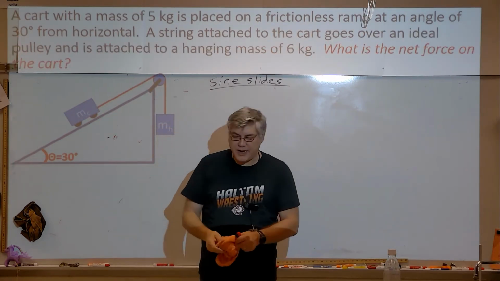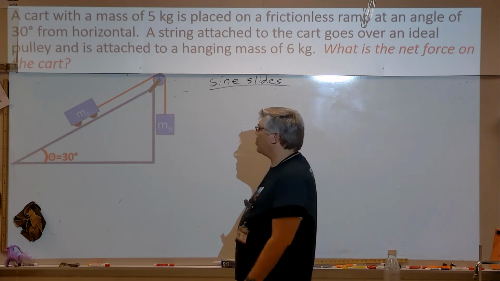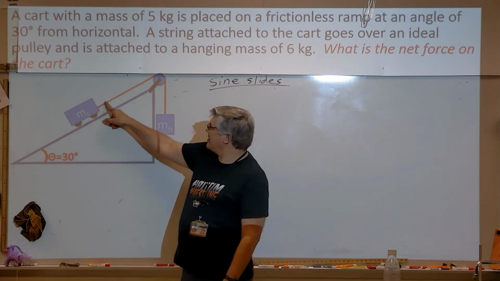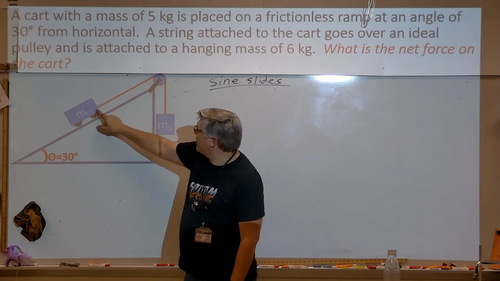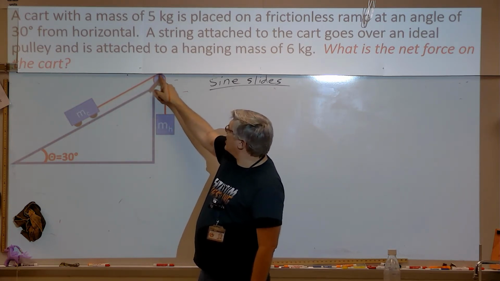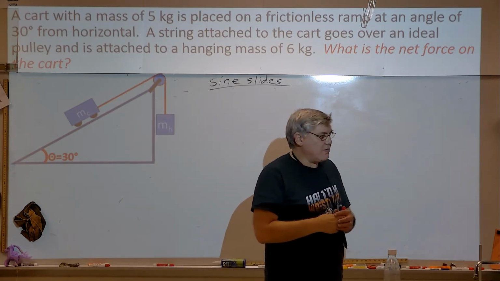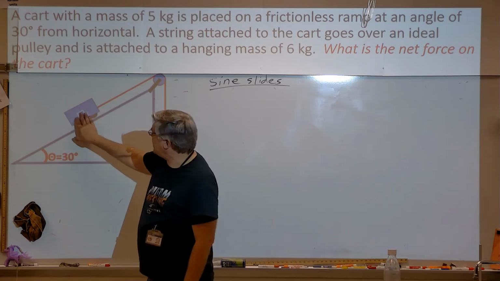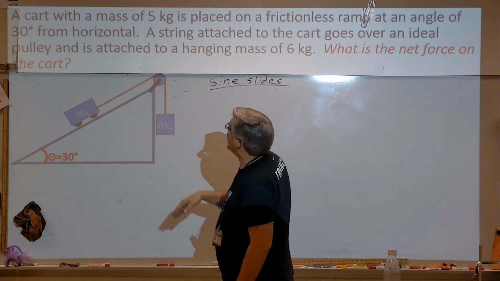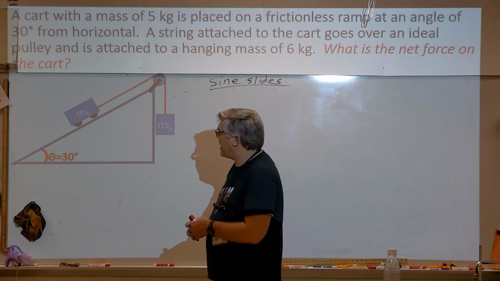Now what I've got is a cart in a similar situation, but it is not attached to a spring scale, nor does it need to be in equilibrium. It is attached to a string which goes over a pulley which connects to a hanging mass. And so I've designated that M sub h. So we have M of C, which is the cart, and M sub h, which is the hanging mass. So let's take a look at how we would solve this.